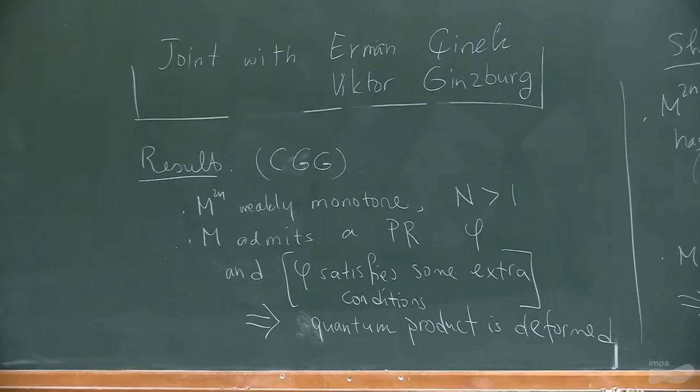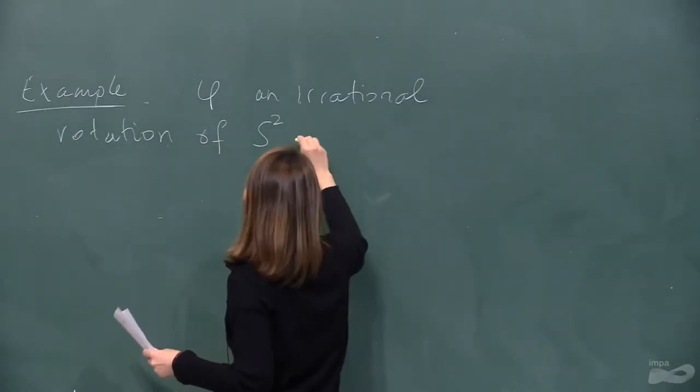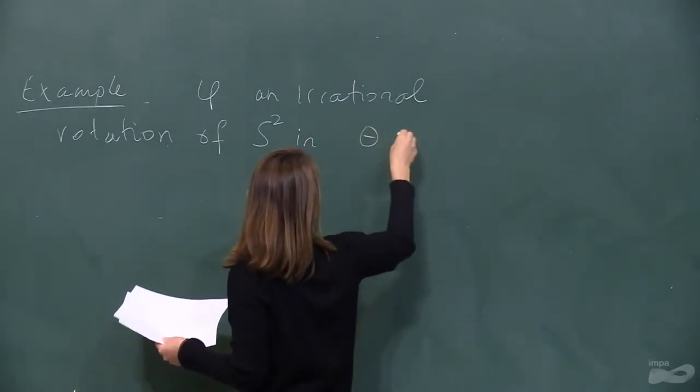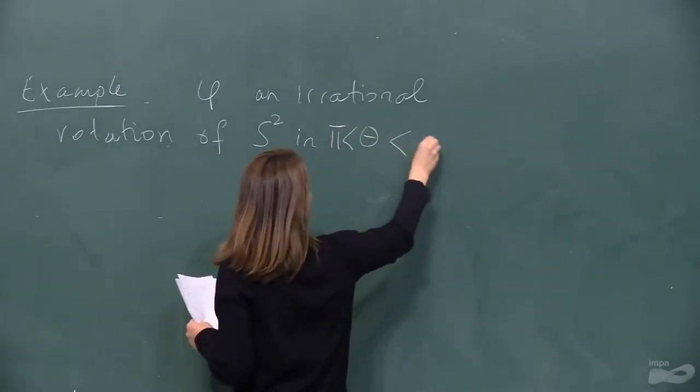Okay, so I had this plan, all right. So what is going on? What I wanted to do is show you how this thing works in an example, maybe, and where these things come from. So let's look at one example. Let's take the sphere and an irrational rotation of the sphere, and I want it to be a long rotation of this angle theta.